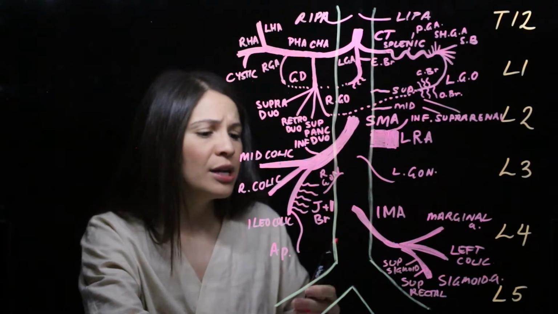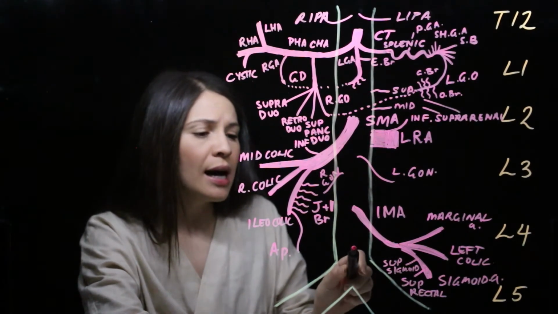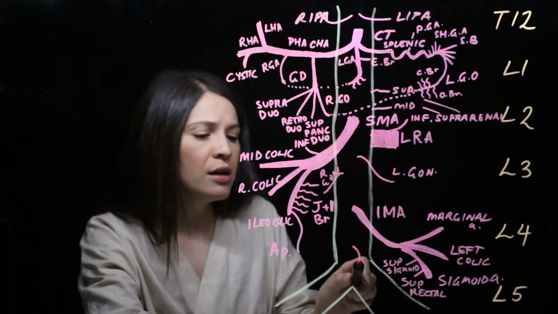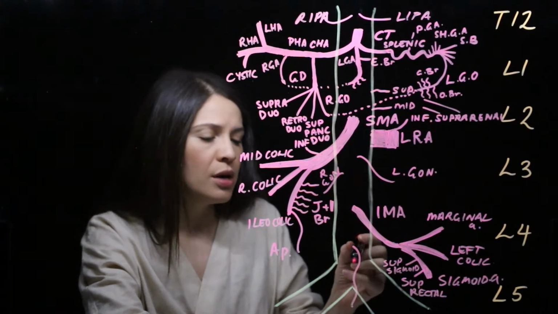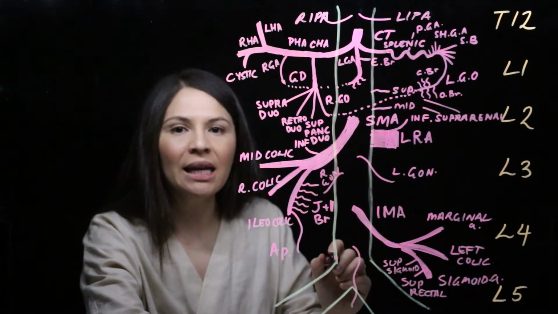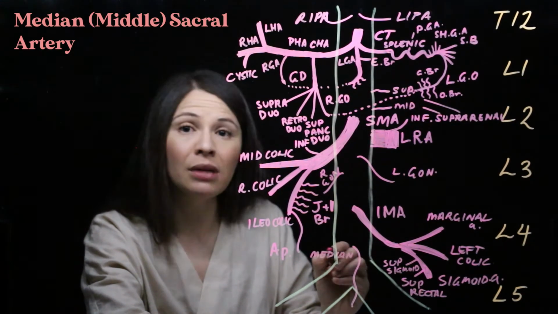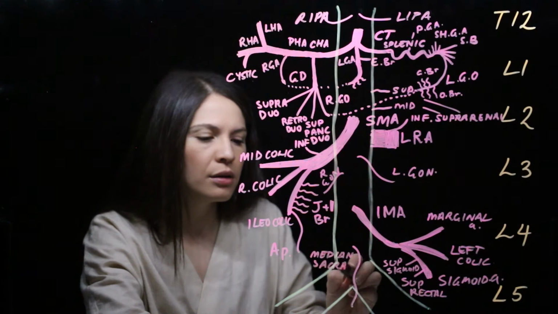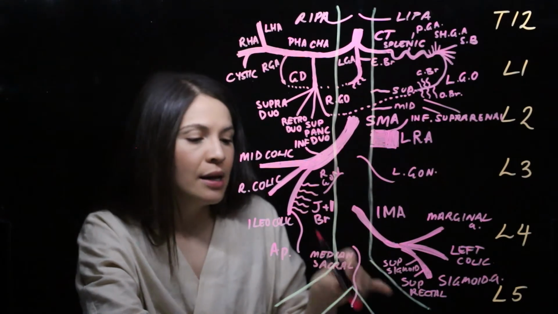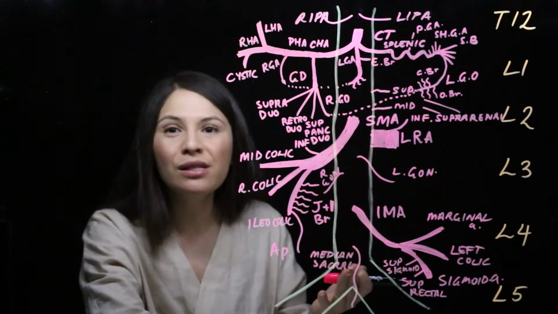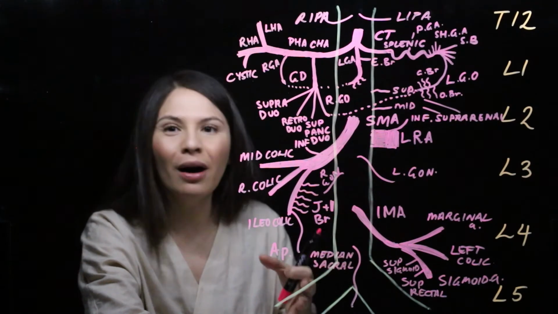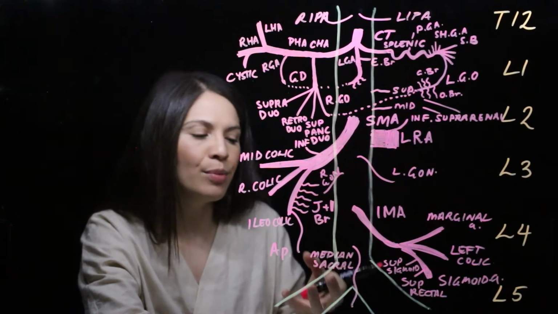So these are the main branches. You do have a small branch that is going to come off here in the middle, and this is our median sacral artery, also known as the middle sacral artery. And the median sacral artery will supply parts of the rectum, but it will generally supply the bones within the pelvic region.